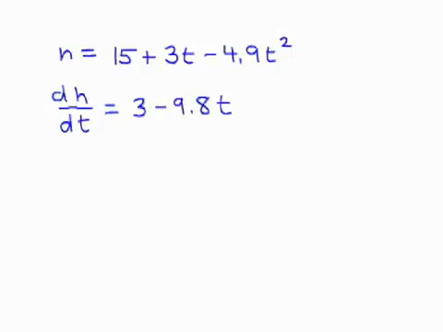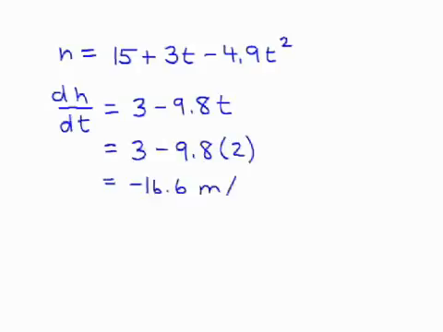Then it's simply a matter of substituting the time, 2 seconds, and we obtain negative 16.6 meters per second. This is the velocity of the ball at 2 seconds. Since this velocity is negative, it indicates to us that the ball is returning to Earth at this point in its trajectory.